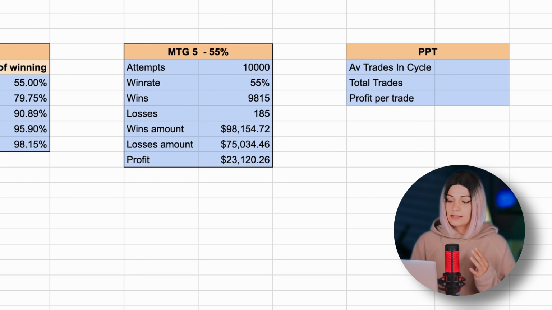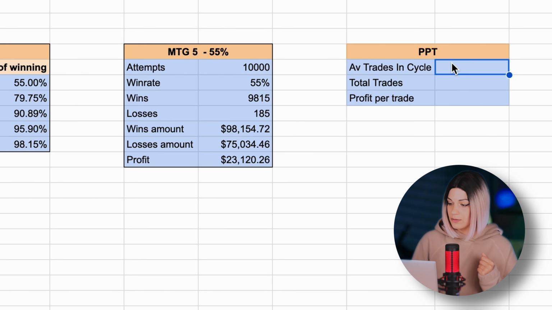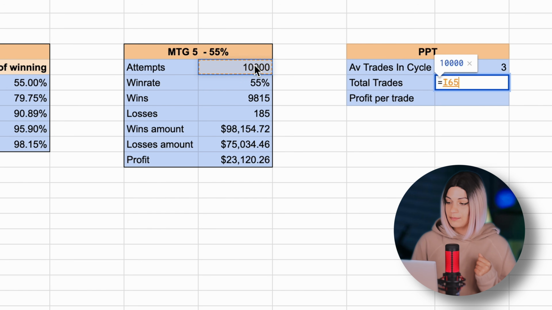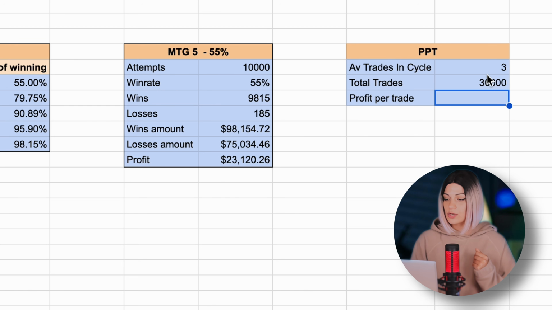So the amount of deals was not $10,000, but let's imagine that somewhere in the middle, with 90% probability of winning, you closed your Martingale from the 3rd step. So that means 33 deals to close each Martingale, and that means that total trades are going to be 30,000 attempts here, right? Total trades, 30,000.